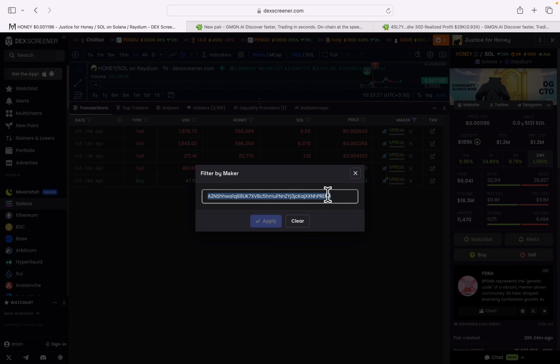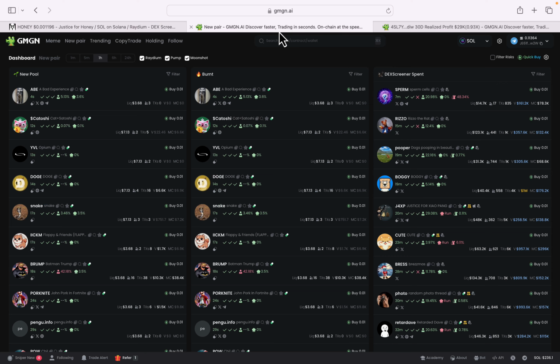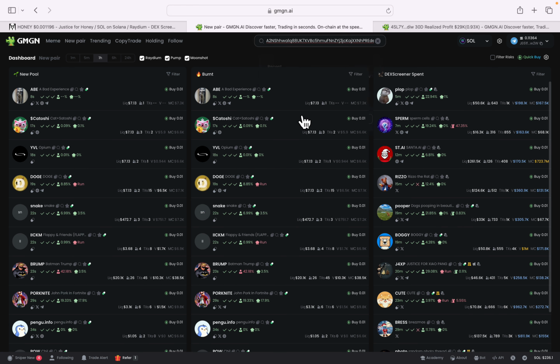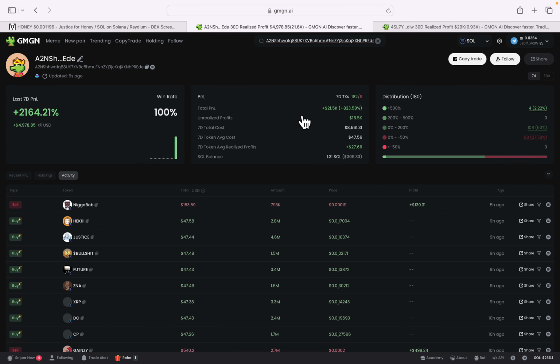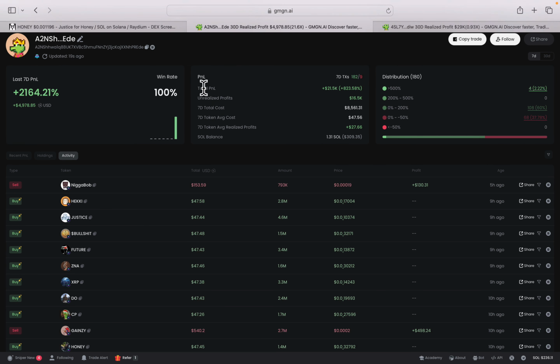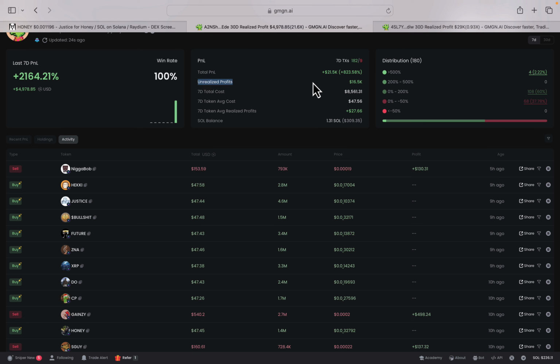Let me copy that and go to the GMGN website. Paste the wallet and let's see his performance. His win rate is 100%. However, I usually don't trust this win rate. It's not accurate. His total P&L is plus 21 grand. His unrealized profit. This wallet obviously is profitable, but let's check them manually.